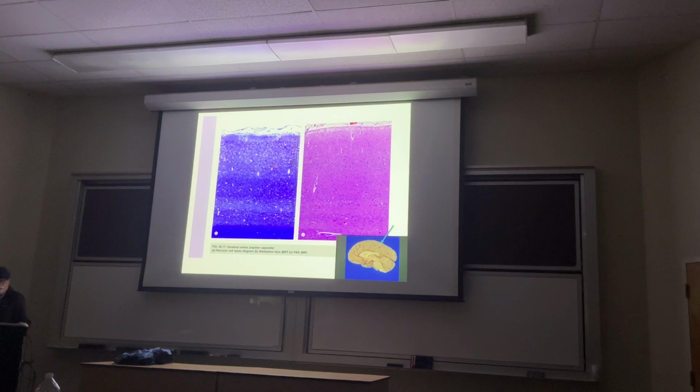Just to show you this point, this one to our left is a methylene blue, and this is an H&E to our right. This shows you that we're taking it from the cerebrum.